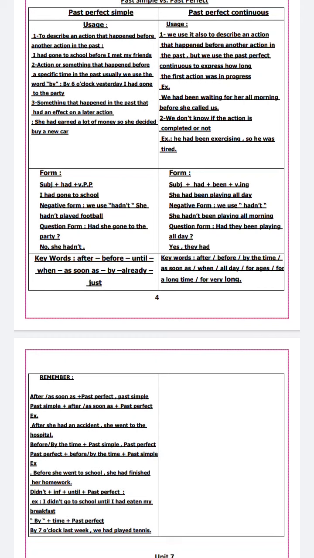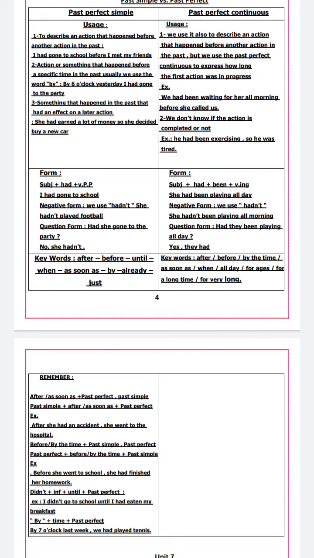What about the negative form? We use hadn't, as in the previous lesson on the past perfect simple. We just add not to the had. Let's say she had been playing all morning. She hadn't been playing all morning. About the question form, as usual, we drag the had to the start of the sentence, then the subject, then been, and the verb with ing. And with 100%, we must put the duration. Had they been playing all day? Yes, they had, or no, they hadn't.